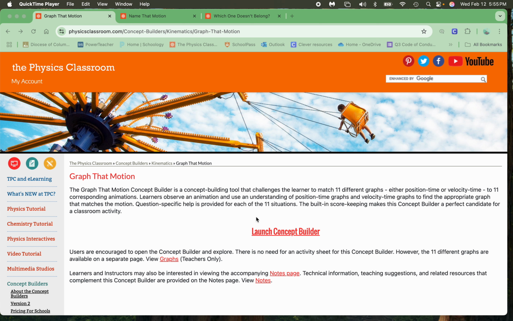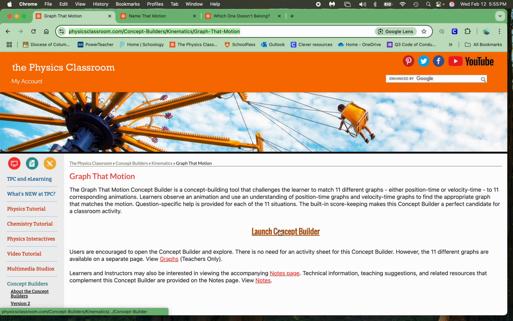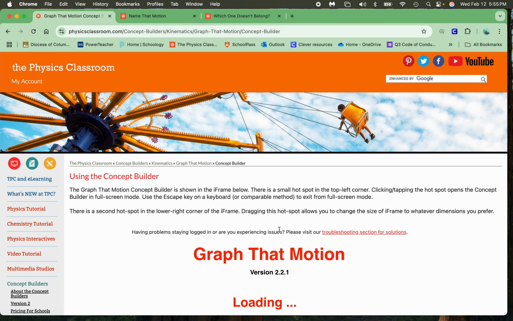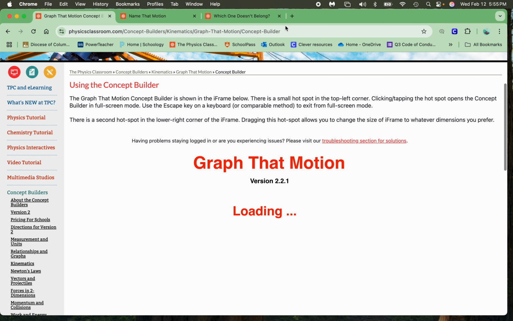So these due dates are going to be the 18th, 19th, and 20th. So you could do them all at once or by the 18th or once each day. Once you click on the concept builder, it'll take you to a page like this. And the first one is graph that motion.